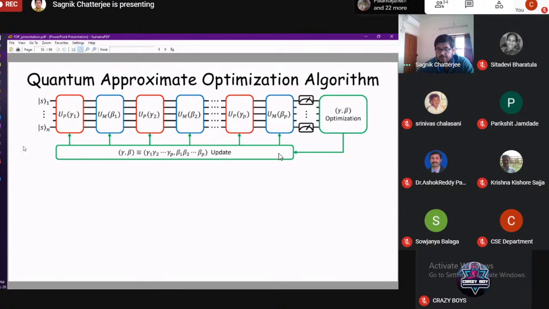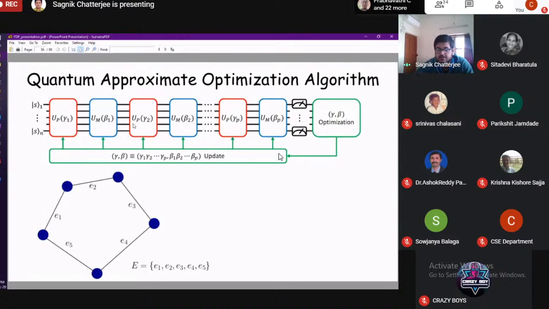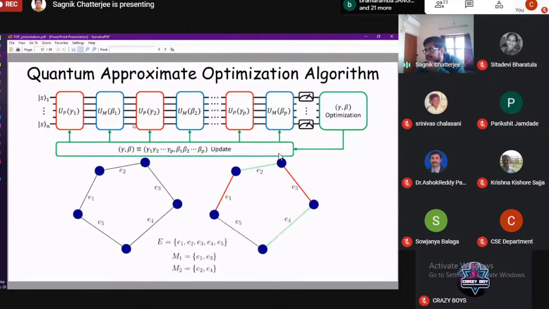For example, we'll be doing this problem in the hands-on. Take this graph, this pentagon. It's a two regular graph, a cycle graph with 5 edges. We want to find the maximum matching in this graph. A matching is nothing but a set of edges which have no common endpoints. For example, M1 is a matching where E1 and E3 have no common endpoints, and also E2 and E4 have no common endpoints. There are a lot more matchings possible. E1 and E4 have no common endpoints.